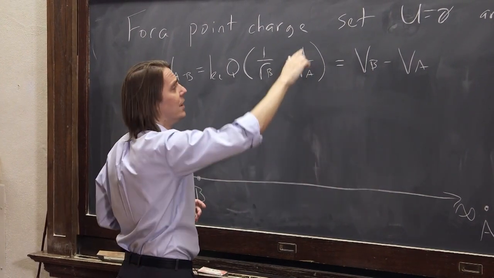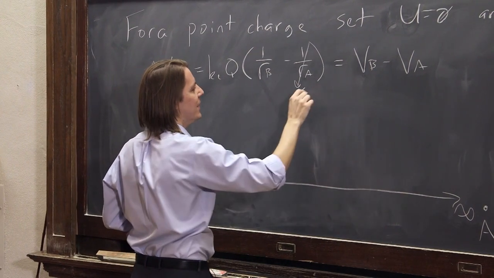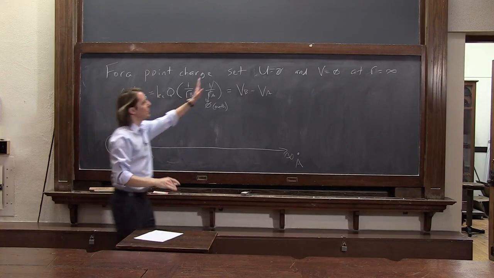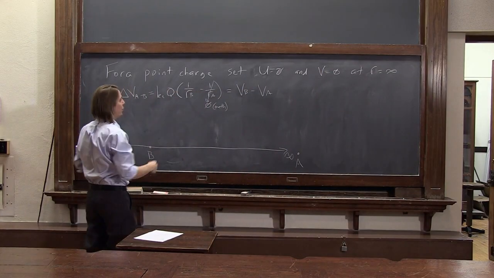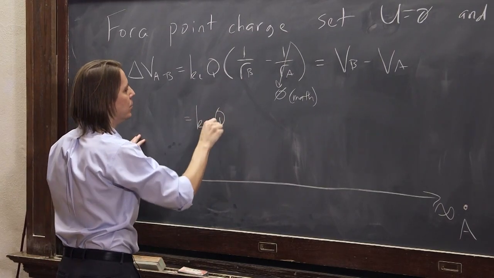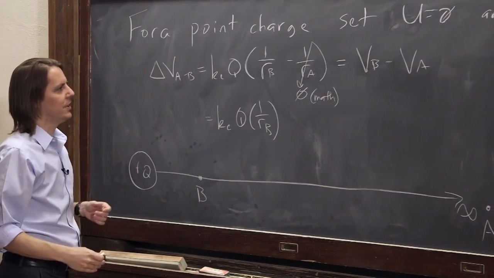So if we start plugging in things, we know that this special point A is infinity, at the position R equals infinity. So this is 1 over infinity. So that's 0. That's 0 by math. That's not 0 because of what we said here. It's 0 because 1 over infinity is 0. So then we have k_e Q times 1 over R_B. That's what that side becomes.